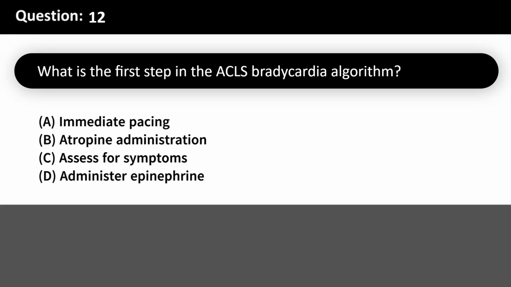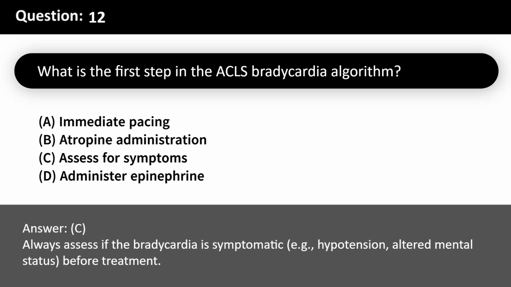What is the first step in the ACLS bradycardia algorithm? A. Immediate pacing. B. Atropine administration. C. Assess for symptoms. D. Administer epinephrine. Answer, C. Always assess if the bradycardia is symptomatic, e.g., hypotension, altered mental status, before treatment.